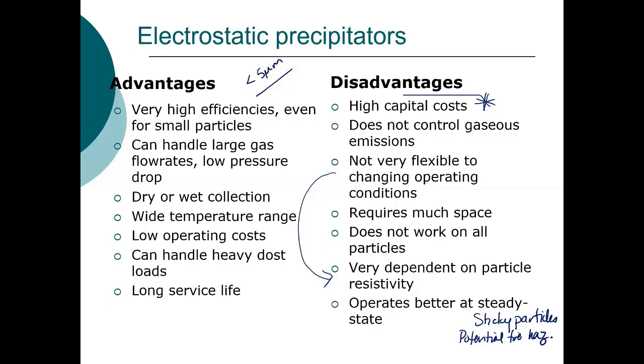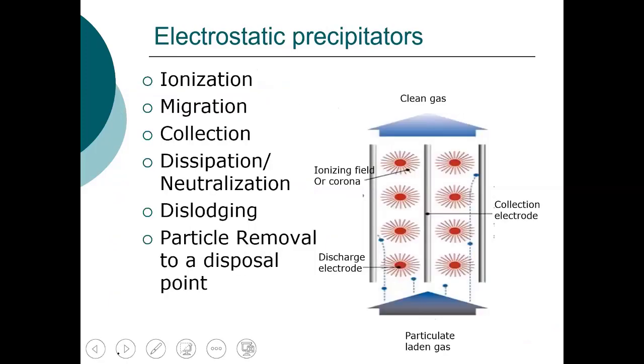As you'll see, you get a corona discharge to create a corona to produce an ionizing field. So what we're doing with these is we have a gas stream. You can see here, the gas stream in. We have a series of electrodes.